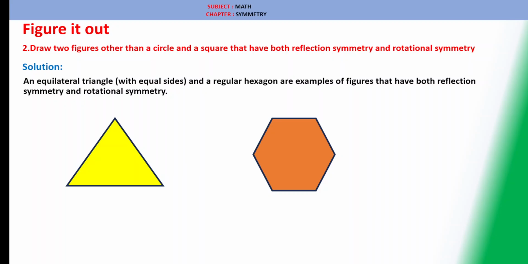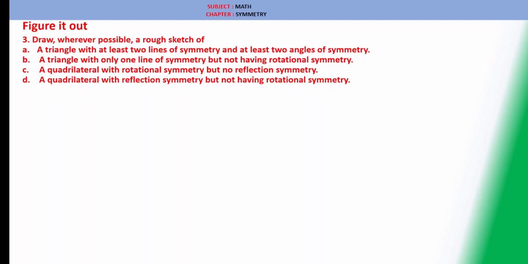Similarly, if we rotate the equilateral triangle by 120 degrees, it looks similar. Similarly, the hexagon also has this rotational symmetry. Figure it out. Question number 3. Draw, whenever possible, a rough sketch: A. A triangle with at least 2 lines of symmetry and at least 2 angles of symmetry. B. A triangle with only 1 line of symmetry and not having rotational symmetry.